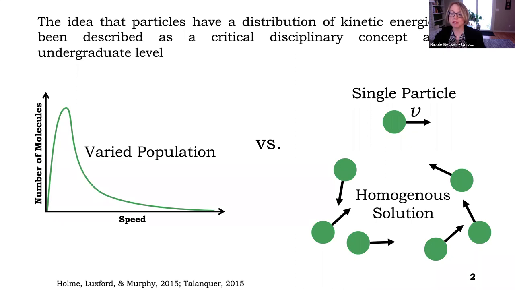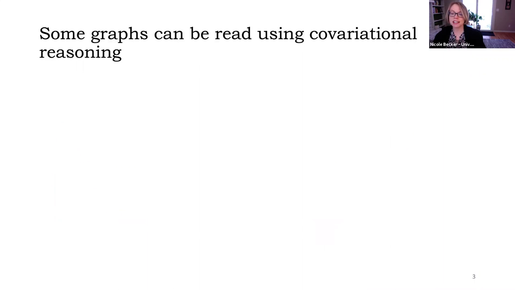However, students who conceptualize a system using the varied population schema may develop a better understanding of the relationship between variability of motion and kinetic energy at the particulate level and connections to chemical concepts like reaction rate. So in the study I'll talk about today, we were particularly interested in students' ideas about distributions as modeled graphically.